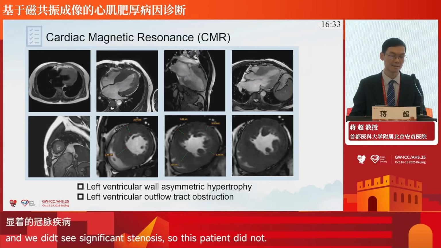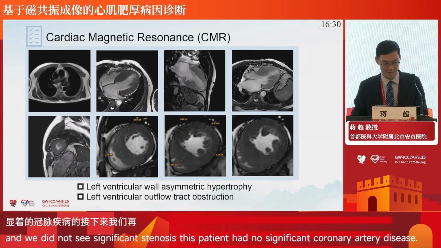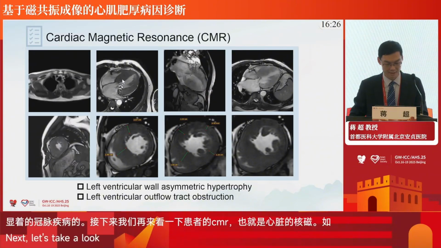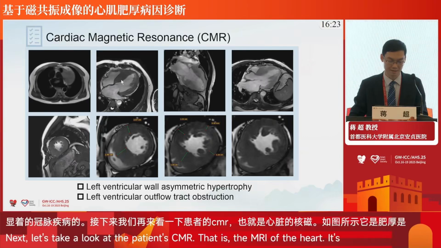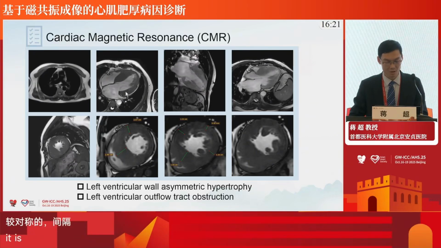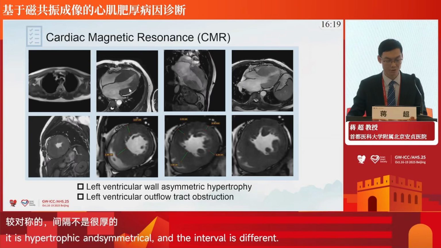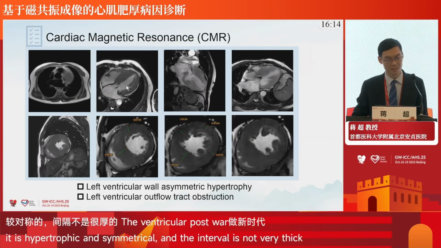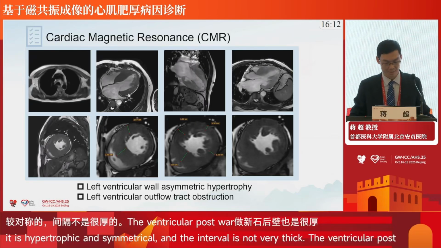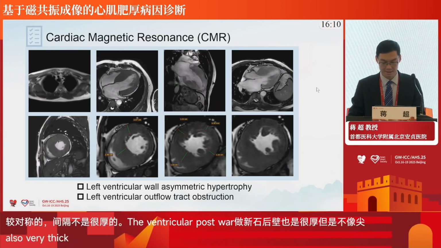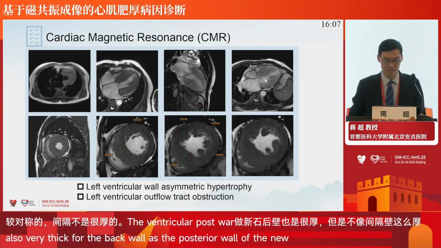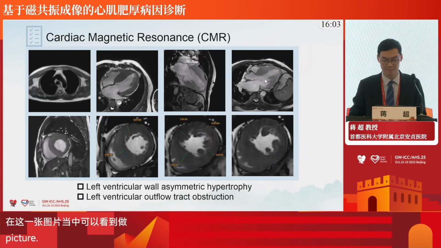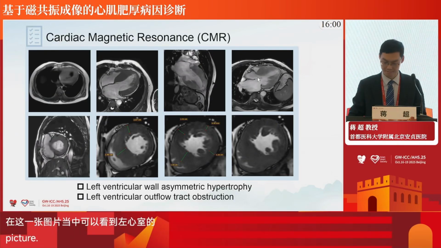This is the CMR for this patient. We can see here he has asymmetric hypertrophy. The septal wall is very thick, and the left ventricular posterior wall is also thick, but not as obviously as the septal wall. And here, we can see the left ventricular outflow tract is obstructed. The flow tract is narrow.